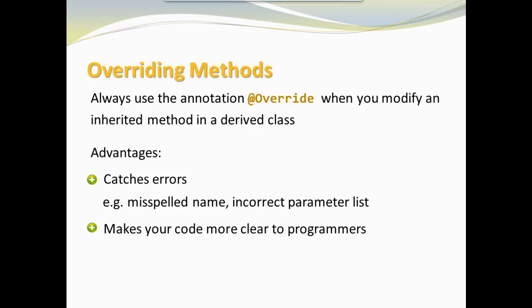Besides catching errors, it also has the advantage of making your code more clear. By declaring your intent with the override annotation, every programmer that works on your code can see immediately what you try to do, and that makes your code more clear and easier to read and maintain.